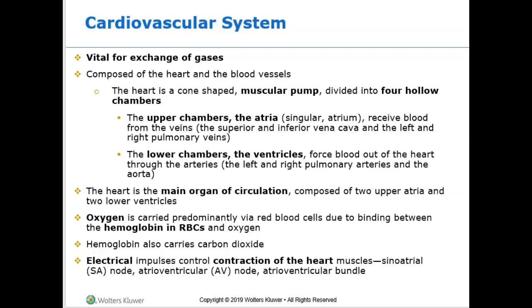The heart is the main organ of circulation, and oxygen is carried predominantly via red blood cells, binding between the hemoglobin in red blood cells and oxygen. The hemoglobin also carries carbon dioxide. And then the electrical impulses control contraction of the heart muscles. So the sinoatrial node, or the SA node, the atrioventricular node, or the AV node, and the bundle of His, the atrioventricular bundle. I think that's enough about that.